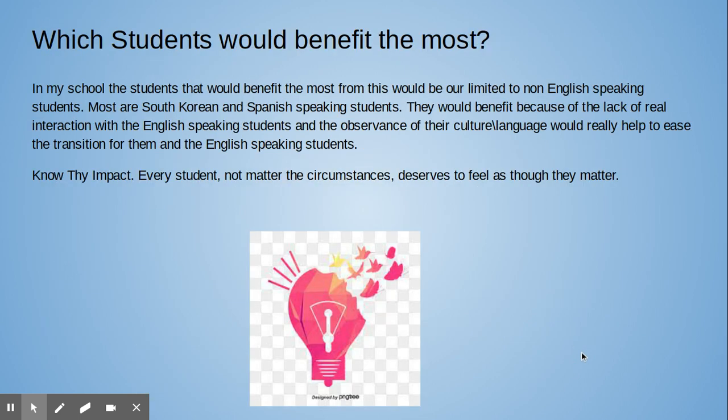Okay. Which students would benefit the most? In my school, the students who would benefit the most, as I stated before, are the limited and non-English speaking students. Most of mine are South Korean and Spanish speaking students in our school. They would benefit because of the lack of real interaction with the English speaking students, and their observation of their culture and language would really help to ease this transition for them.